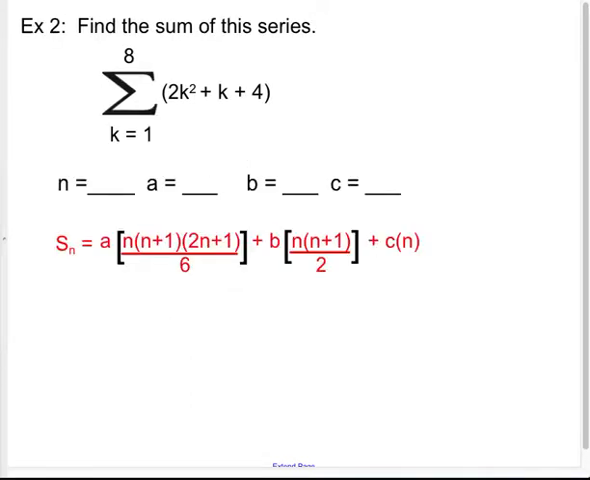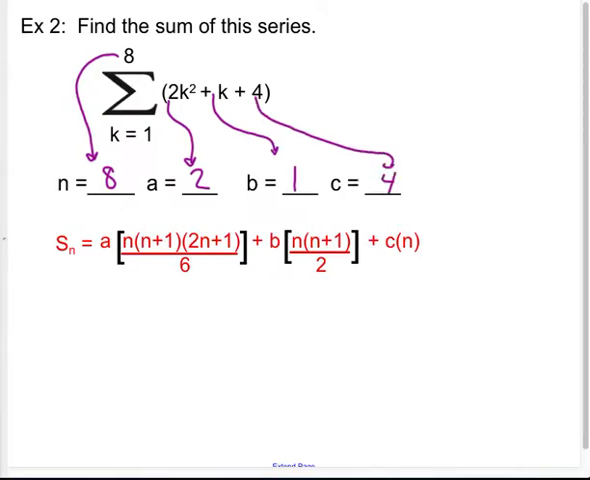All right, so let's take a look at this formula. So what we need to know is n, the number of terms. So in this case, I will have 8 terms. We need to know A, which is the coefficient of our x squared term. B is the coefficient of our x term. And C is our constant. So we sub these pieces into the formula and then evaluate.